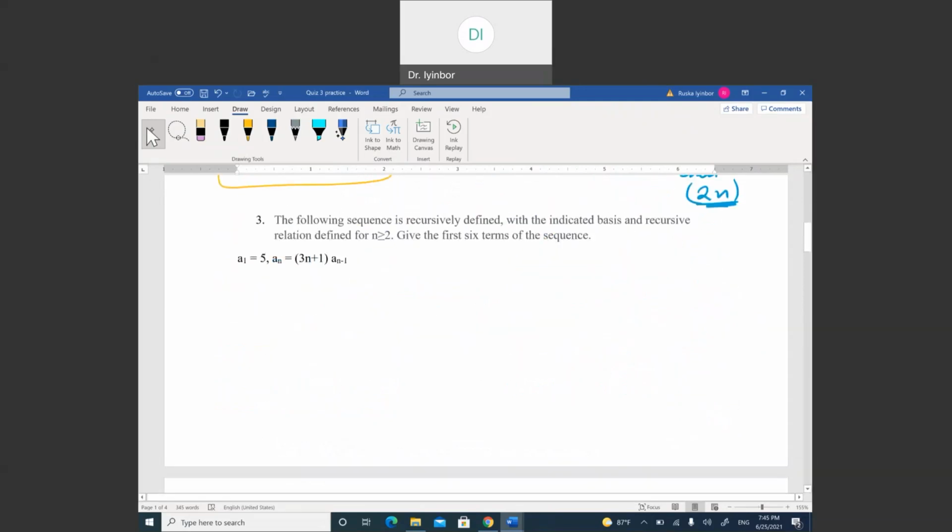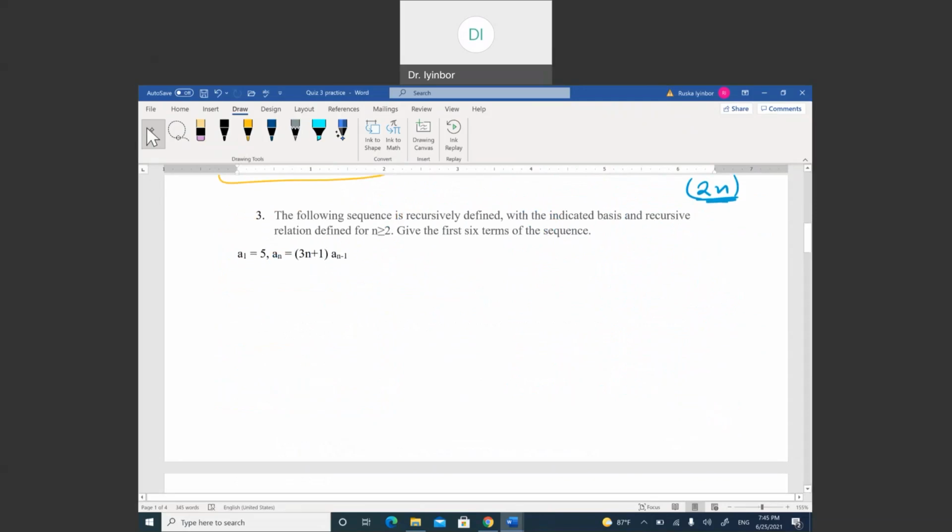We have the following sequences recursively defined with the indicated basis and recursive relation defined for n greater or equal to 1. Give the first 6 terms. So here we have to find the first 6 terms of this sequence. That's what you need to do. Okay? So we already have A1. A1 is the first term. So what you need to do is find A2 and so on using this formula. So n is 1, so we have A1 is 5, the first one is 5. Then you have to find A2.